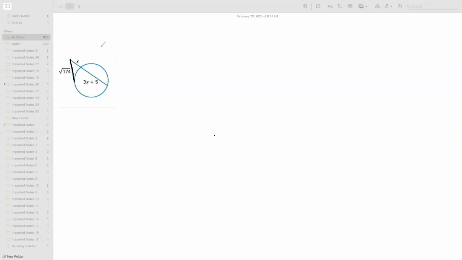Yeah, I can. There is a circle. There is a tangent. Tangent length is square root of 174. There is a secant. Secant part that's outside the circle is x. The secant part that's inside the circle is 3x plus 5. Did you get that? Yeah. Find out x.